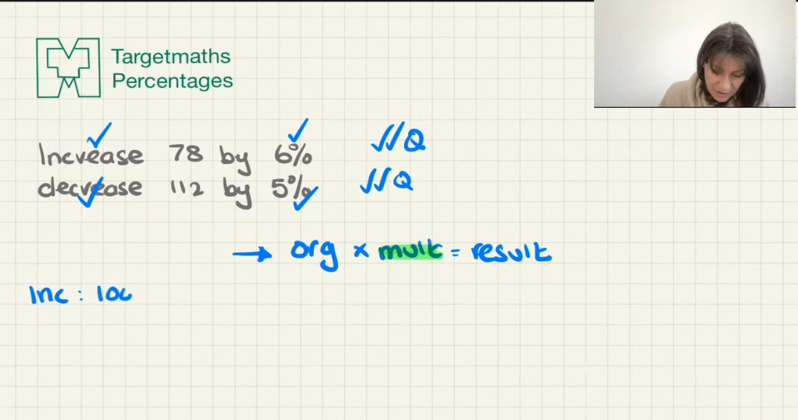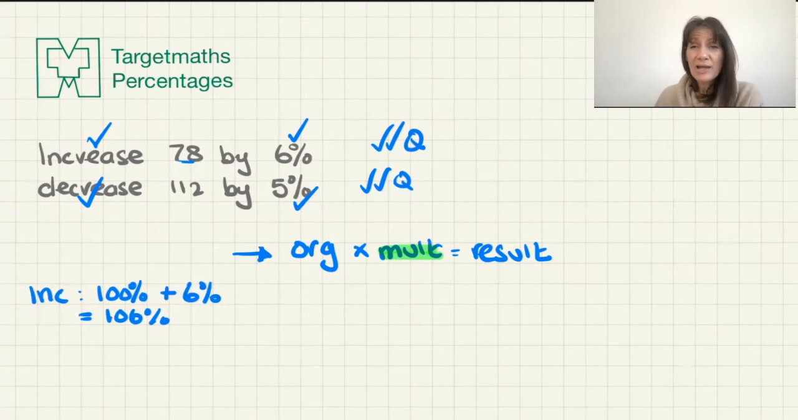Now, an increase multiplier is 100%. So that's the original amount in my story. So for this one, 78, 100% plus, because I want to increase 6%. If I do that piece of maths, I've got 106%. But I don't work in percentages. I can work in fractions, I can work in decimals, but I can't work in percentages. So actually what I need to do is convert that into the decimal version. I could use the fraction version, but again, the decimal will be easier to work with as we get into more complex problems. So it's best to just learn how to do it.